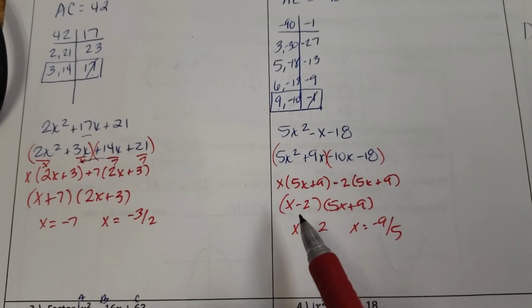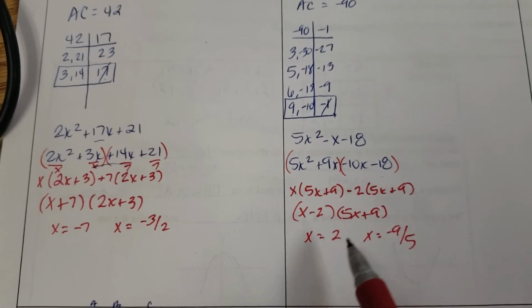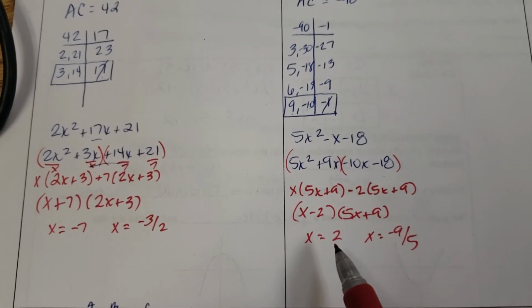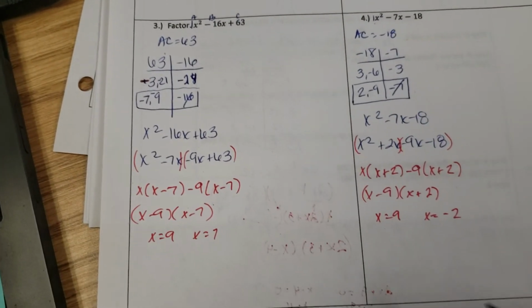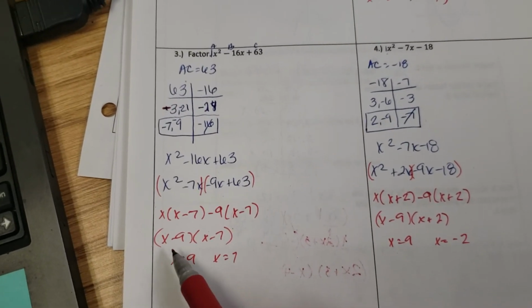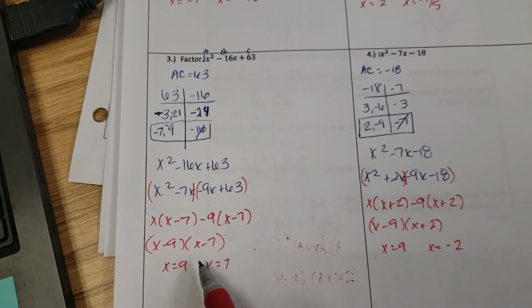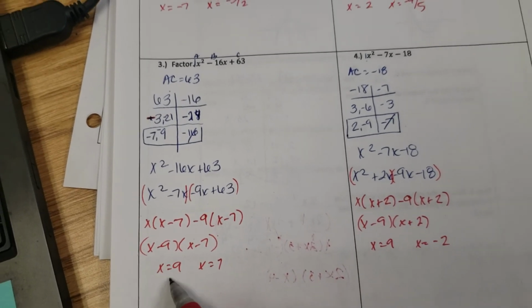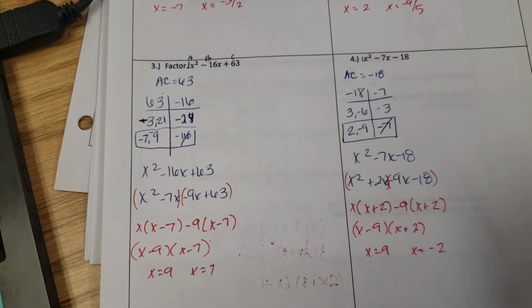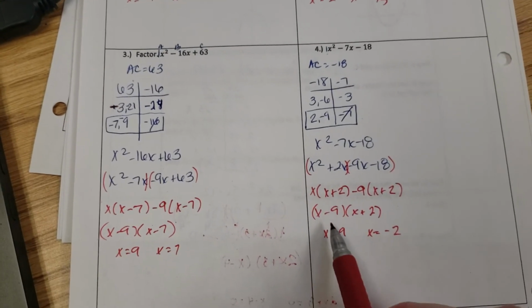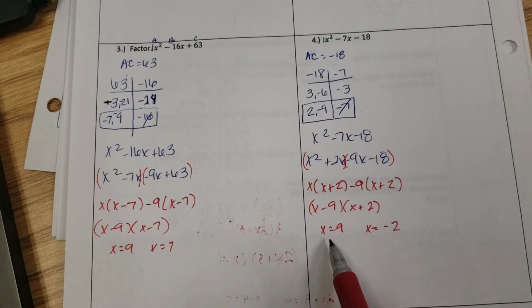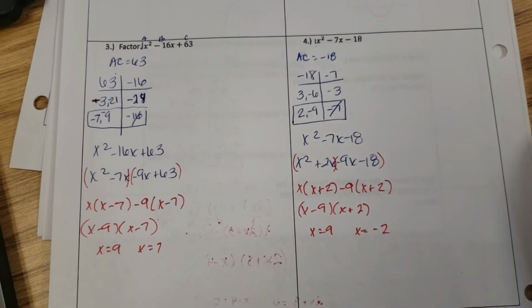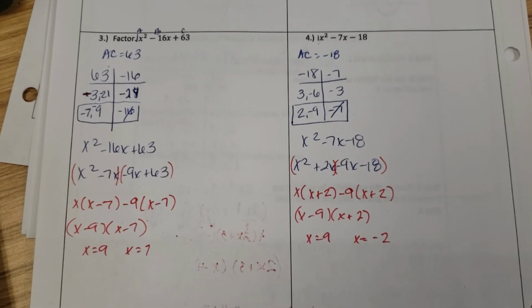For number 2, x minus 2 times 5x plus 9. The solutions there are 2 and negative 9 fifths. Please remember, don't change these to decimals. Here we get, for number 3, x minus 9 and x minus 7. The solutions there are x equals 9 and x equals 7. And then for number 4, x minus 9 times x plus 2, we get x equals 9 and x equals negative 2 as a solution.